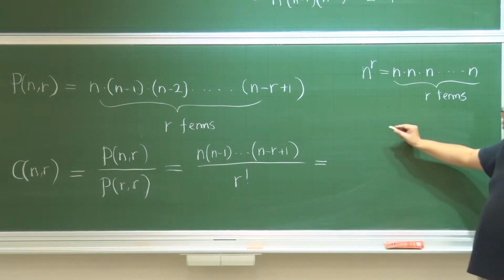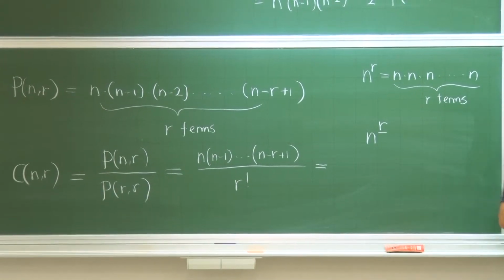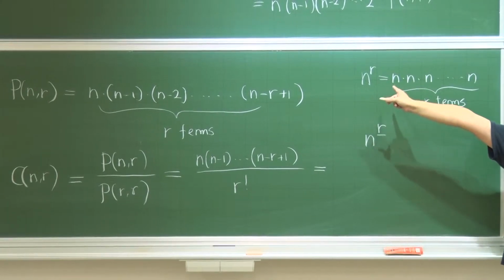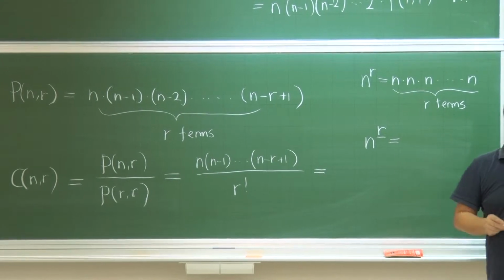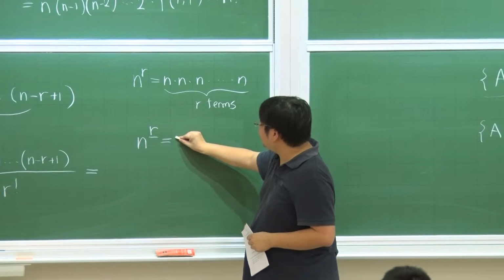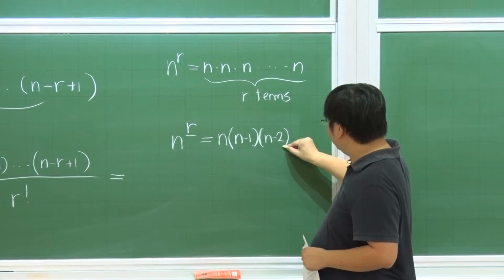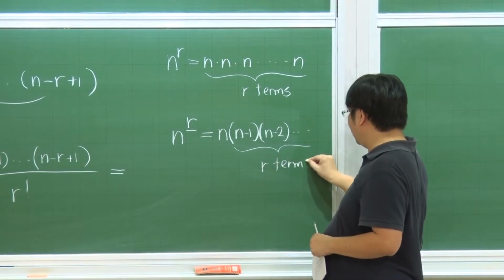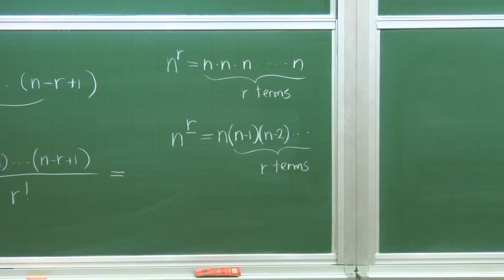Okay. Now I'm going to define something like N to the power R, but I have a bar here. Bar here means it looks very close to N to the power R, except that not each term is N, but each term is minus 1 from the previous one. So it is equal to N times N minus 1 times N minus 2, altogether R terms. Is that okay? So we call this the falling function. It falls.